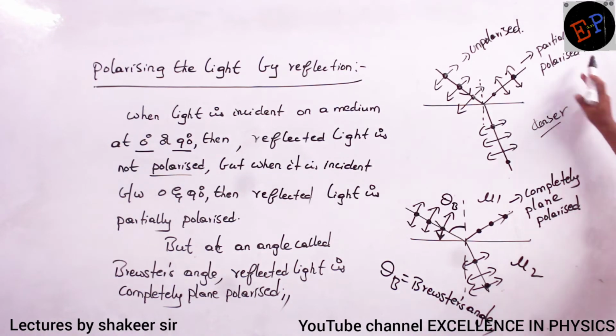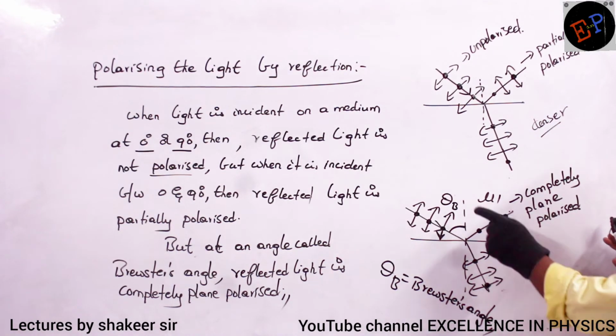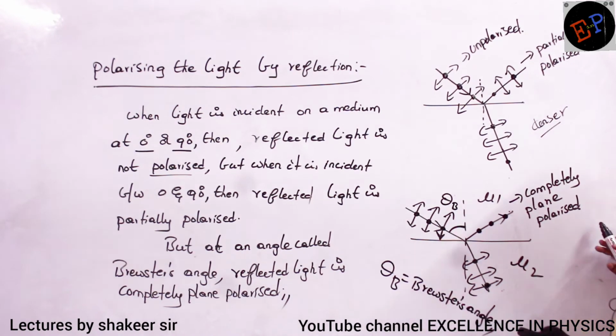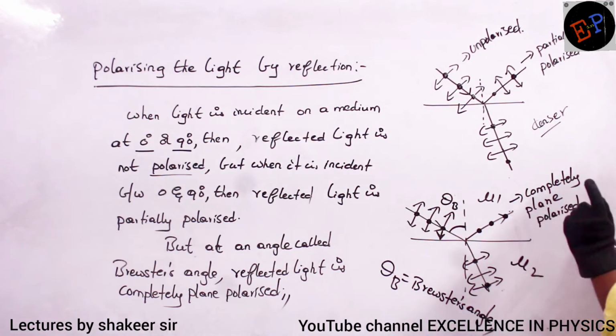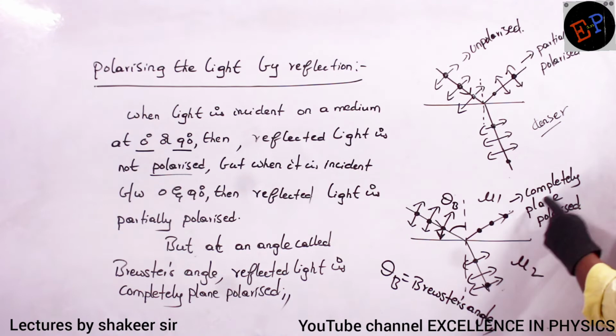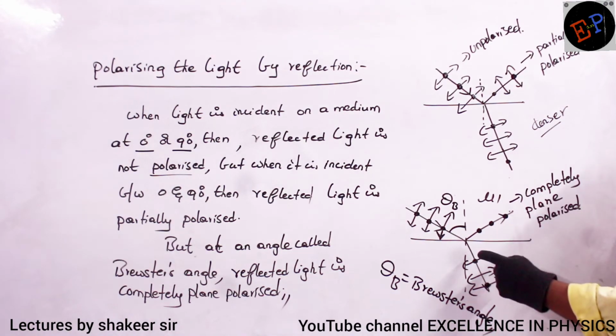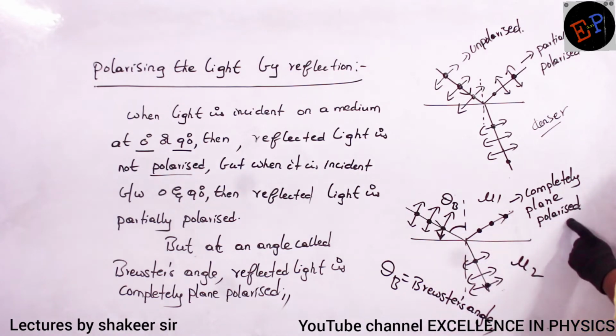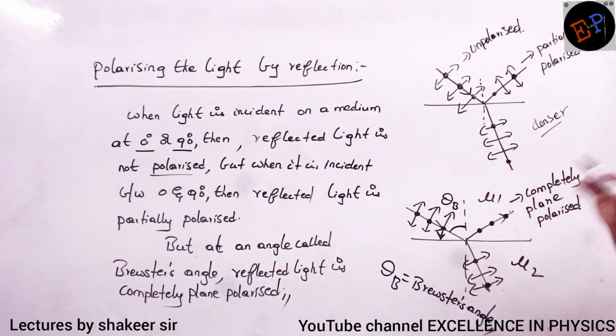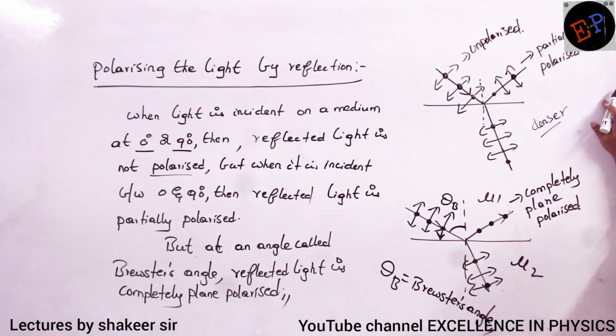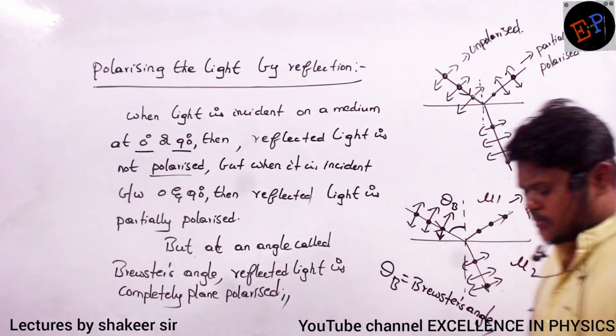But if I incident light at an angle called Brewster's angle, what is the name of the angle? Brewster's angle. Then I see that the reflected light is 100% polarized. I am not talking about refracted light. Reflected light is 100% polarized. That angle is called Brewster's angle. And based on this one only, we will write Brewster's law also. What is Brewster's law?